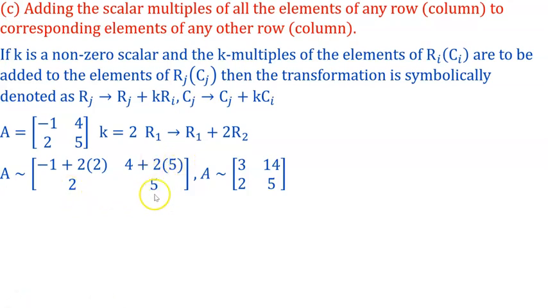Second row as it is, therefore the new matrix is minus 1 plus 2 into 2, that is 4. 4 minus 1, then you will get here 3. 2 into 5, 10. 10 plus 4, 14. And therefore the new matrix is 3, 14, 2, 5.